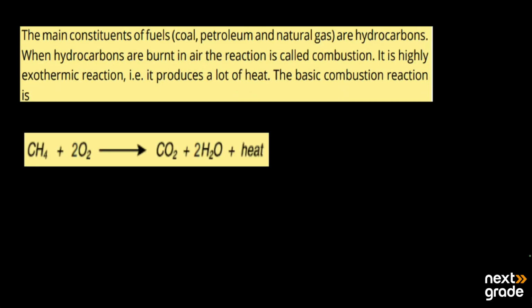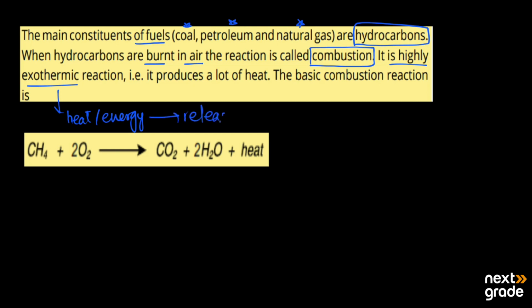When we talk about simple alkanes or hydrocarbons, the main constituents of fuel, which include coal, petroleum, or natural gas, are all mainly hydrocarbons. When hydrocarbons are burned in air, the reaction is known as combustion. This reaction is highly exothermic. Exo means the reaction in which heat or energy is released. That reaction is known as an exothermic reaction, and it produces a lot of heat that we can use for different purposes.